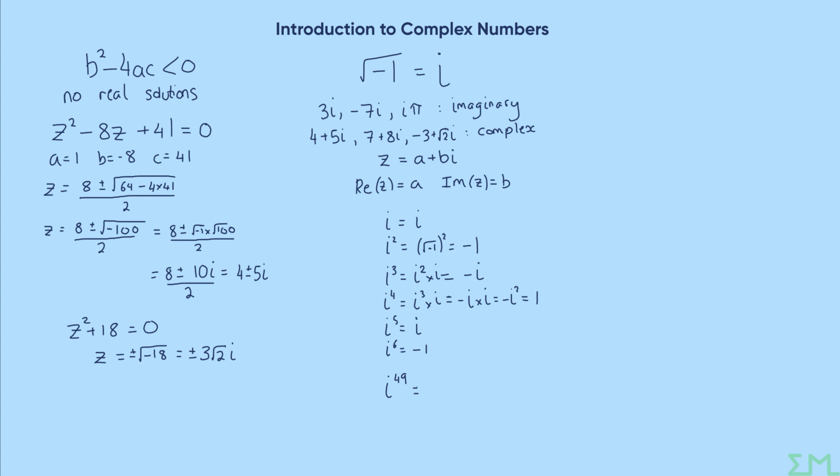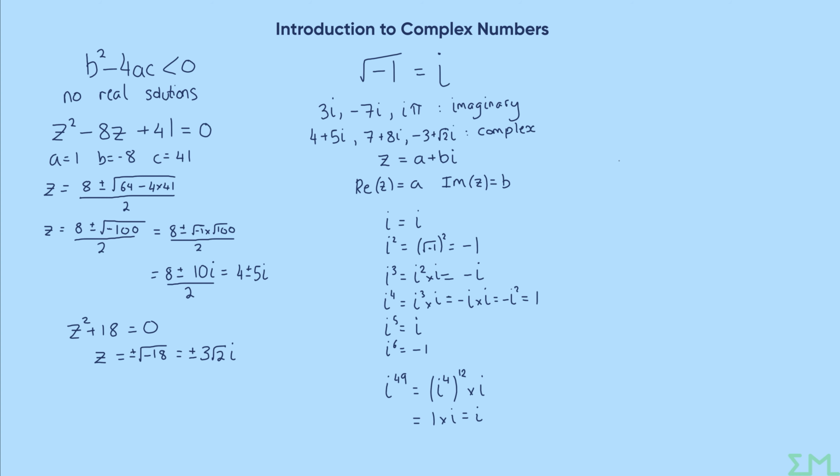So let's break this number down into the highest multiple of 4 we can possibly get, which is 48. So i to the 4 raised to the 12 gets us 48, and then we would just need to times by another i to bring it up to 49. So i to the 4 is just 1, to the 12 is just 1, times i, so i to the 49 is actually just i. So it's all about multiples of 4 when you're looking at the powers of i.